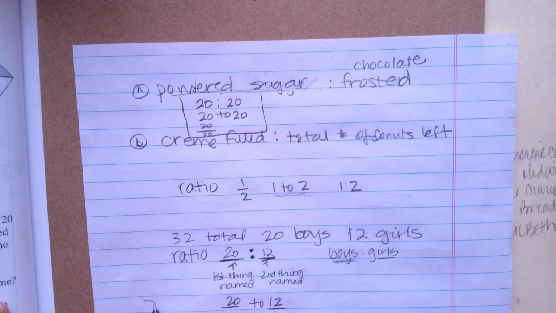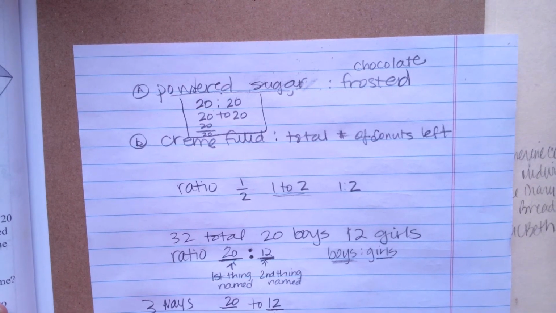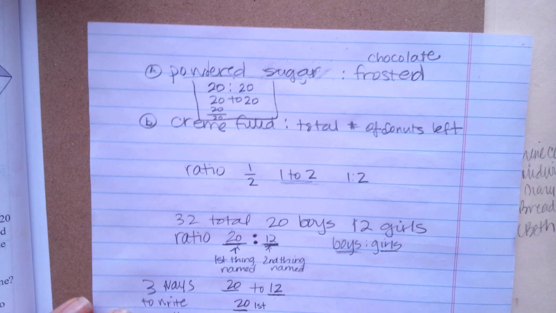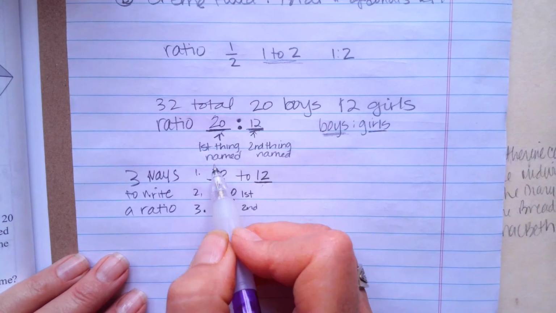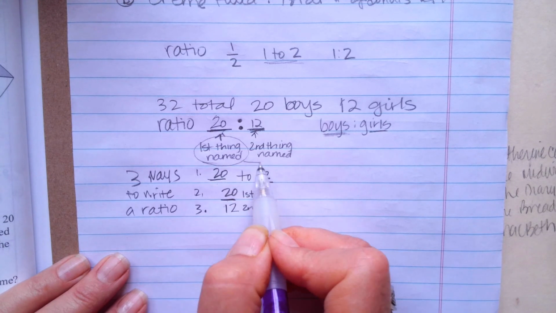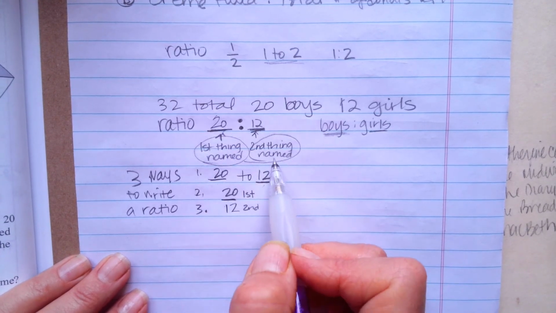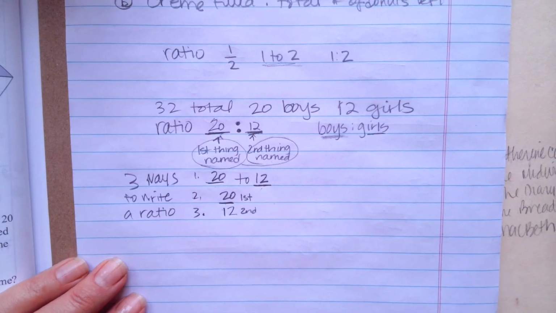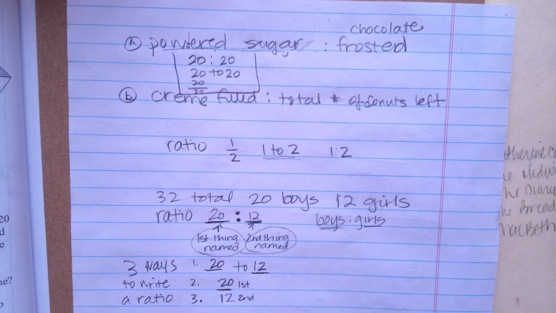So on your notes, you're going to say there are three ways to write a ratio. And then you're going to list 1, 2, 3. And then this is the most important thing, that the first thing named goes first and the second thing named goes second. Okay. Now we're going to do the second part, cream filled to total number of donuts left.